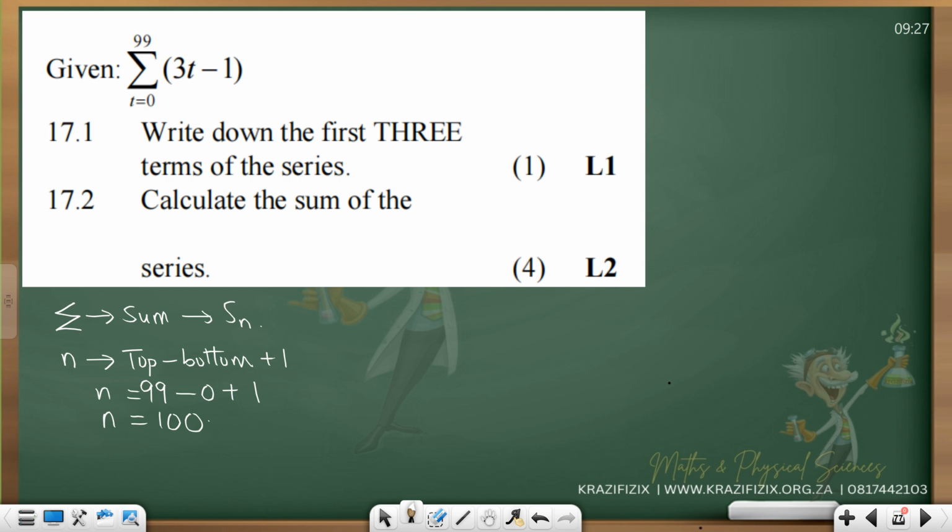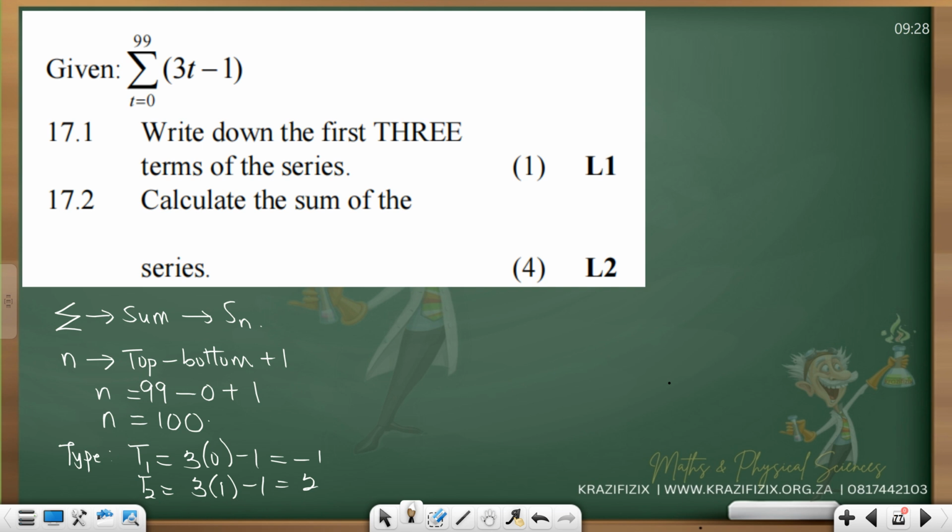Number 3 is, what type of pattern is this? It's either arithmetic or geometric. But once I see something linear, I am already moving towards arithmetic. Let's check. What is T1? T is 0, 0 minus 1, negative 1. What is T2? It's now 1. What is 3 minus 1? That's 2. What is T3?